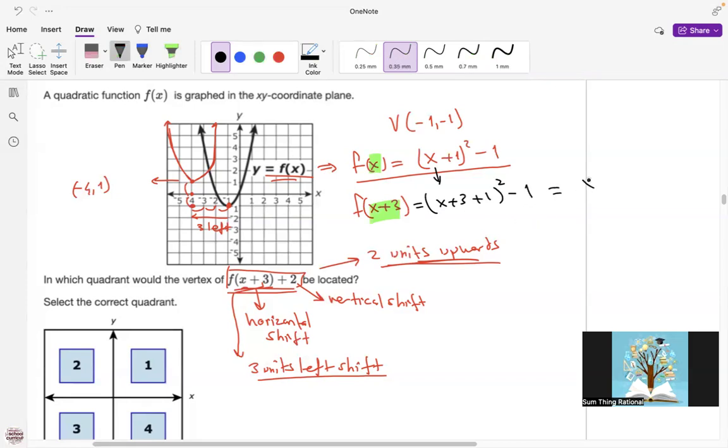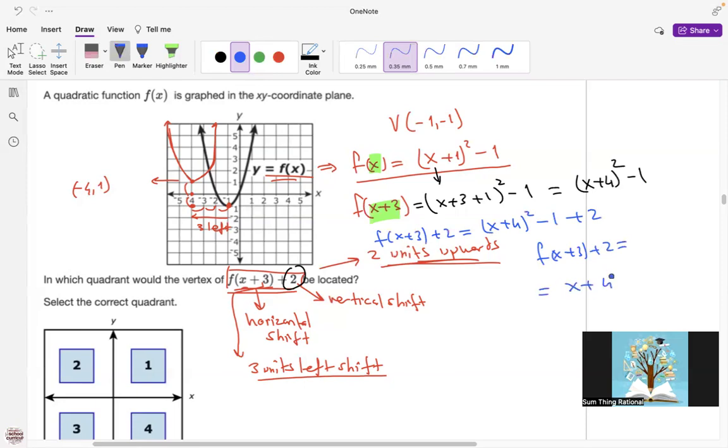If you simplify more, it becomes x plus 4, whole squared, minus 1. This is f of x plus 3, but we also have plus 2 outside. So f of x plus 3 is x plus 4 whole squared minus 1, and we add the plus 2 also. When you write the f of x plus 3, plus 2 function with details, you have x plus 4 whole squared, plus 1.